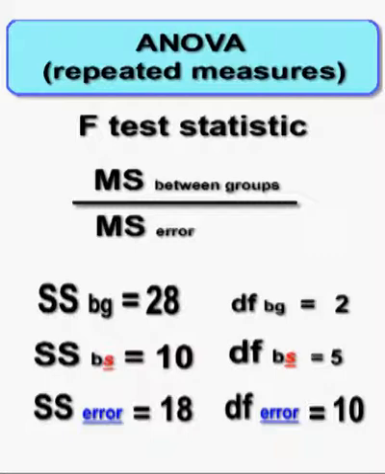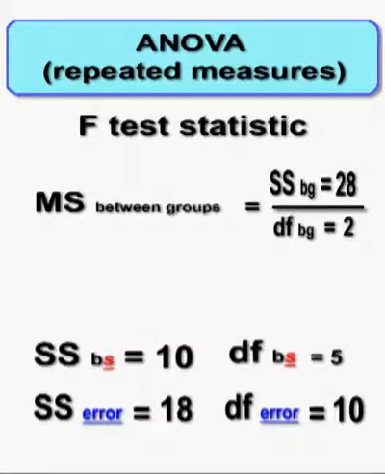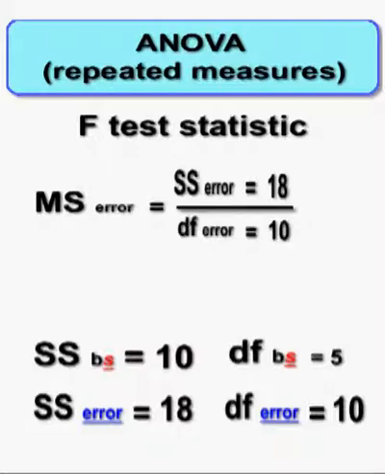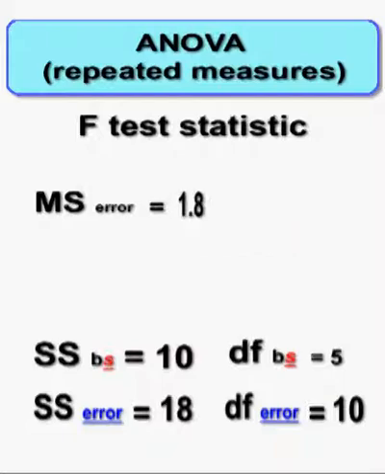There's the data we need. Let's just go ahead and plug and chug. So the mean squares between group is, just like always, sum of squares between group divided by degrees of freedom between group. And it looks like a grand total of 14. Moving on to the mean square of errors. It's the sum of squares of the error divided by the degrees of freedom of the error. And that looks like it's going to be that.